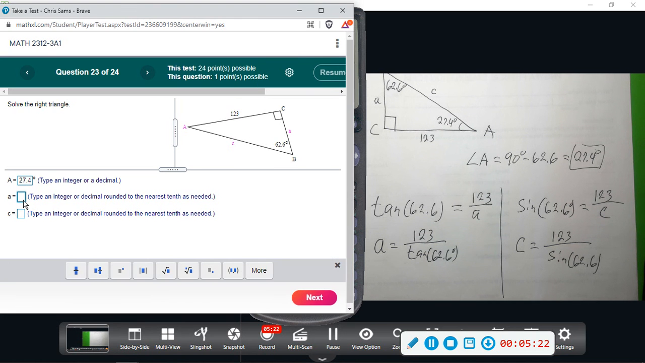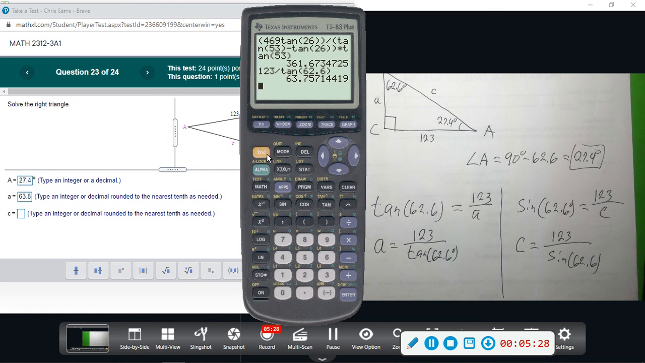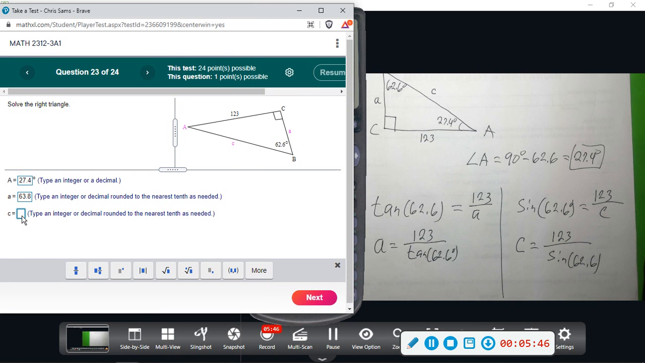So let's say 63.8. Okay. And then I'm just going to do second enter. And I'm going to type over tan with sin. So it's the same thing. 123 divided by sin of 62.6. There we go. And this gives us 138.5. Round to the nearest tenth, so 138.5.